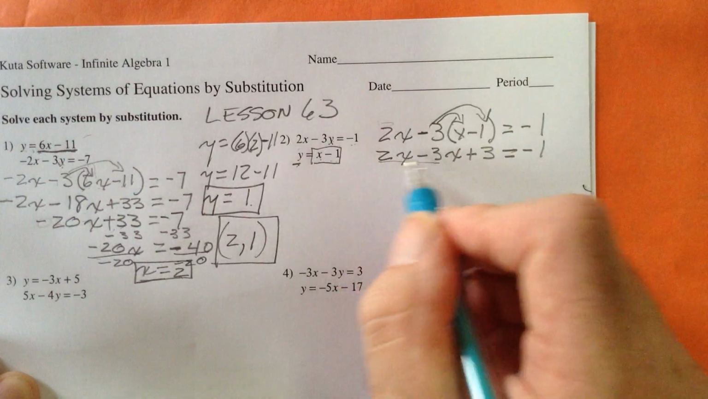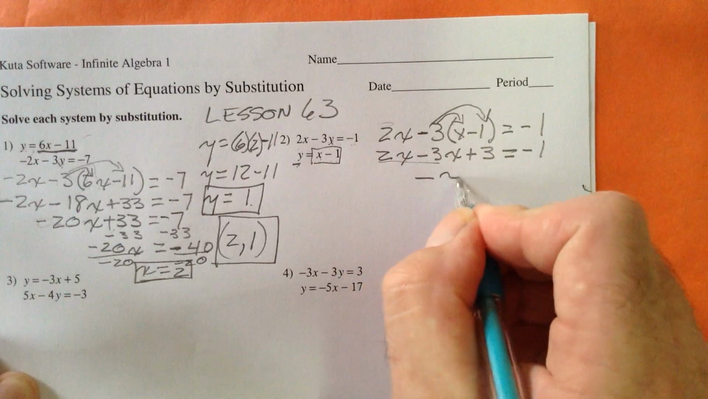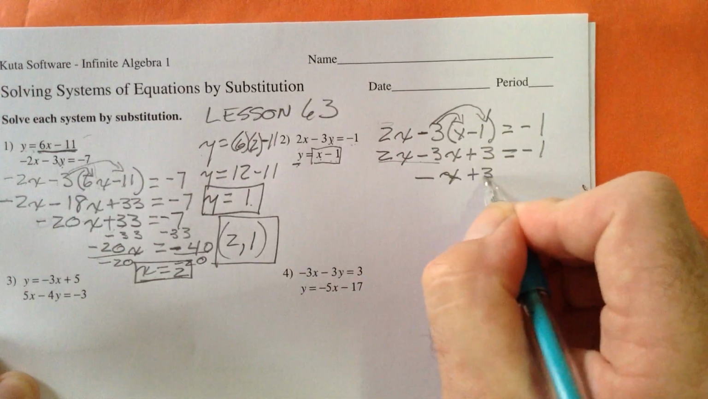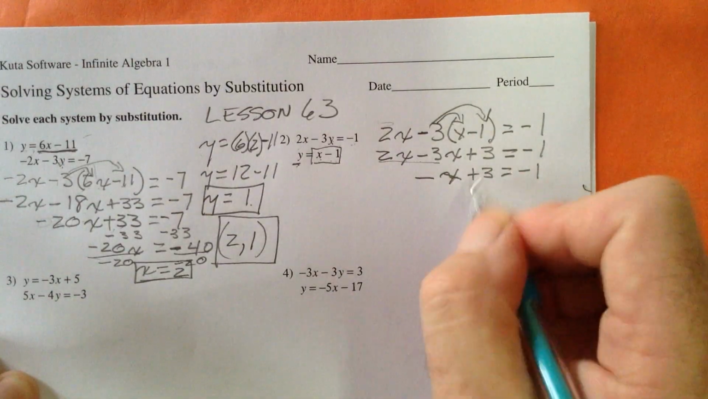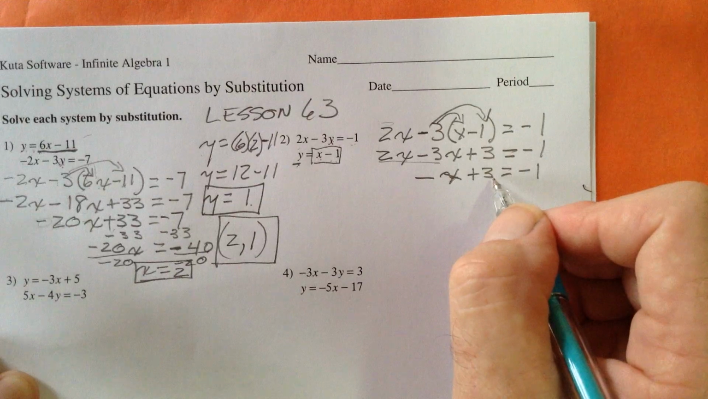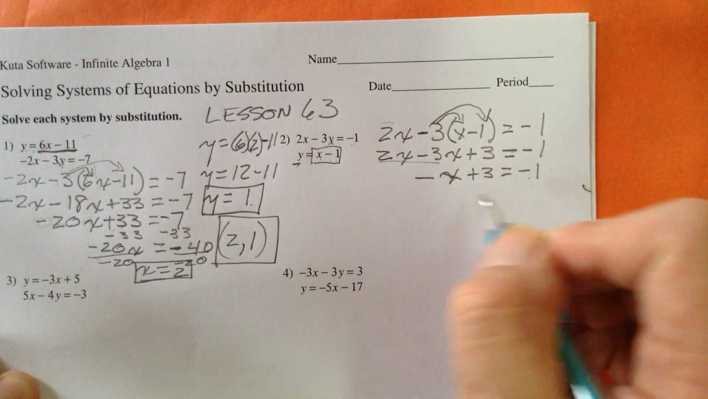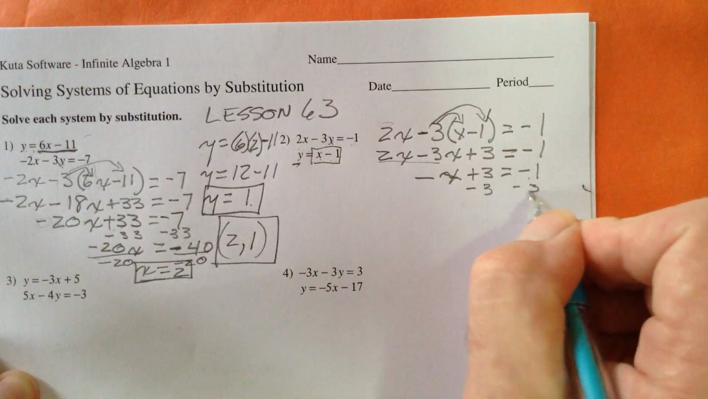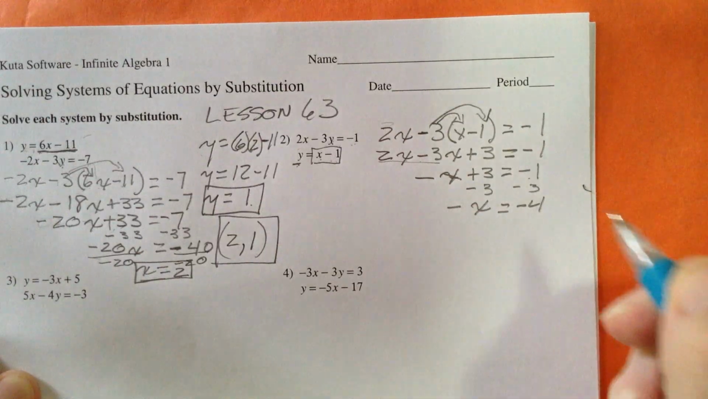Then I can add my like terms. Negative x minus 3x gives me a negative x. X plus 3 equals negative 1. Next step is isolate out the 3 to the other side. So that gives me minus 3 minus 3. So that gives me negative x equals negative 4.